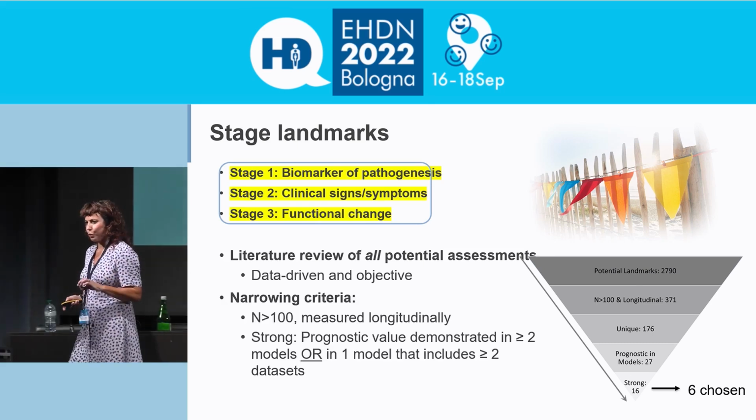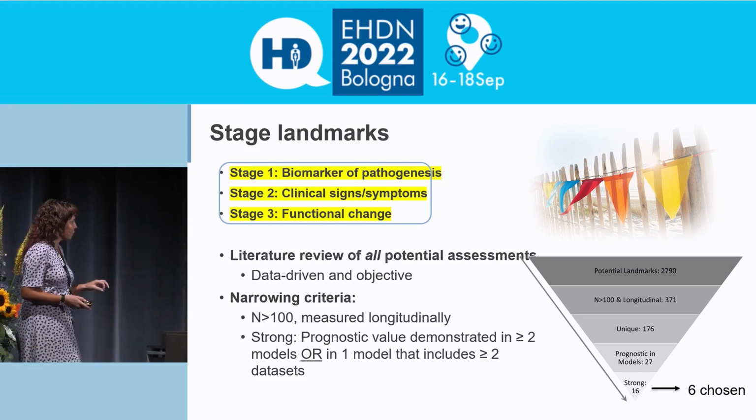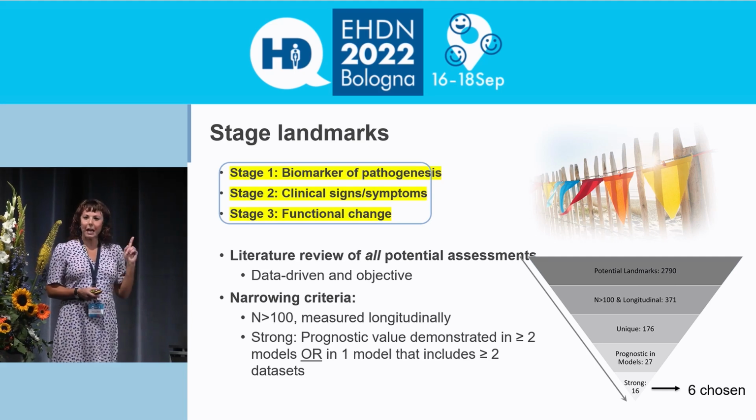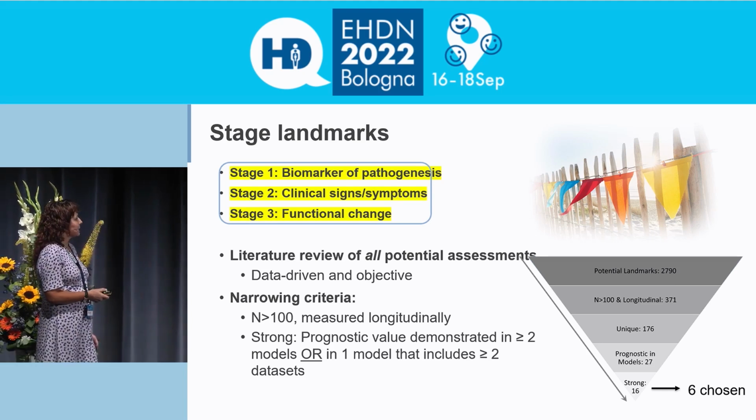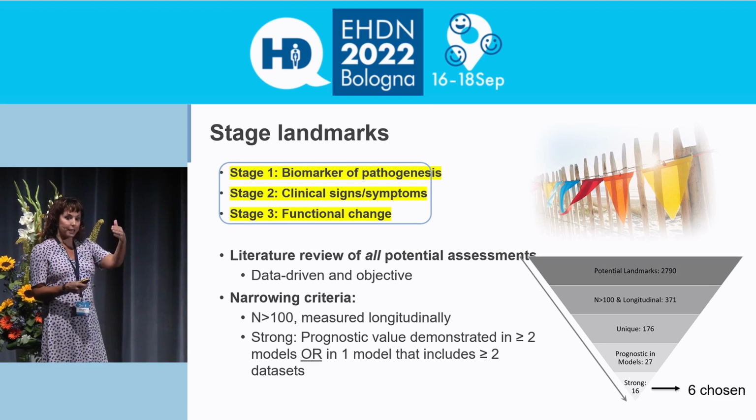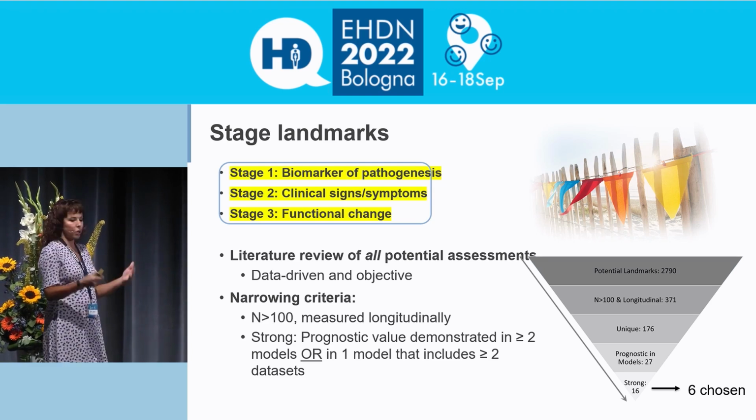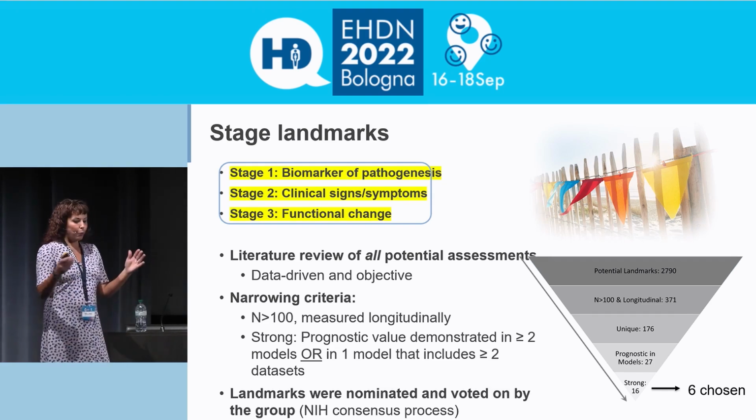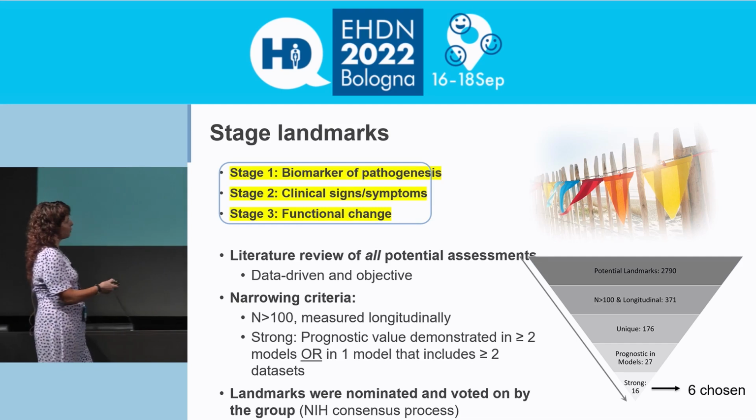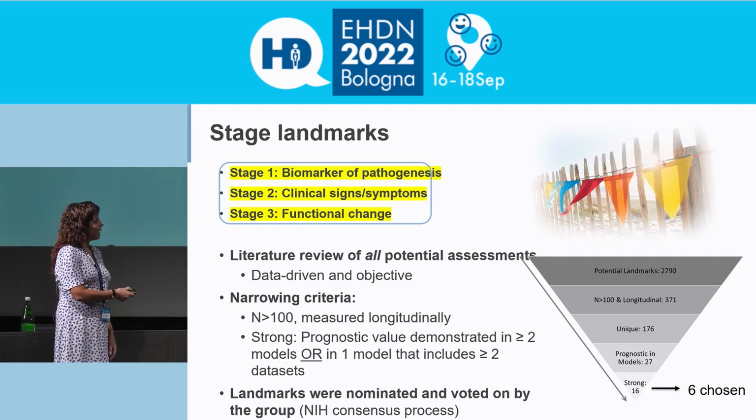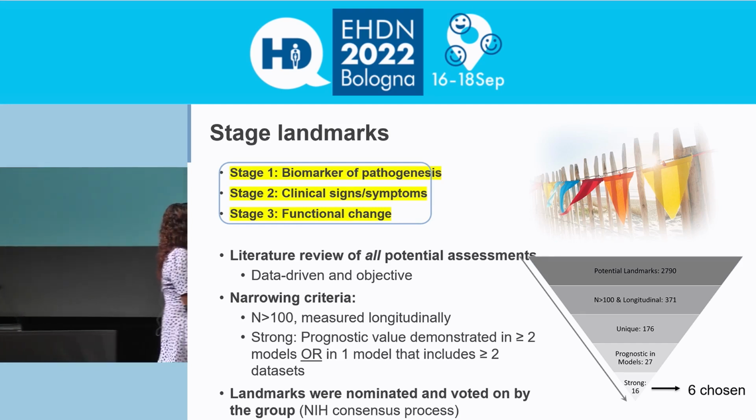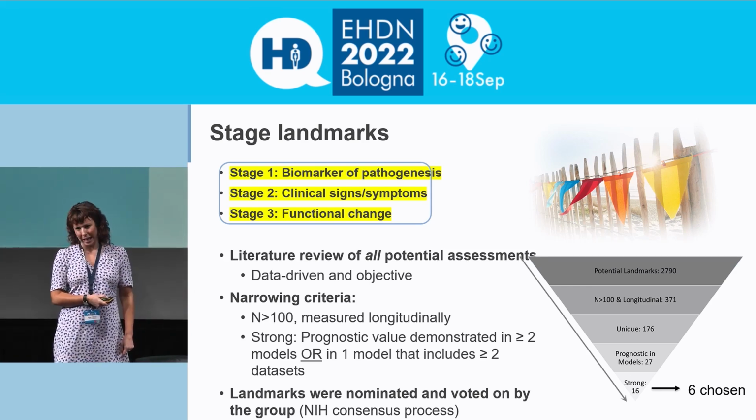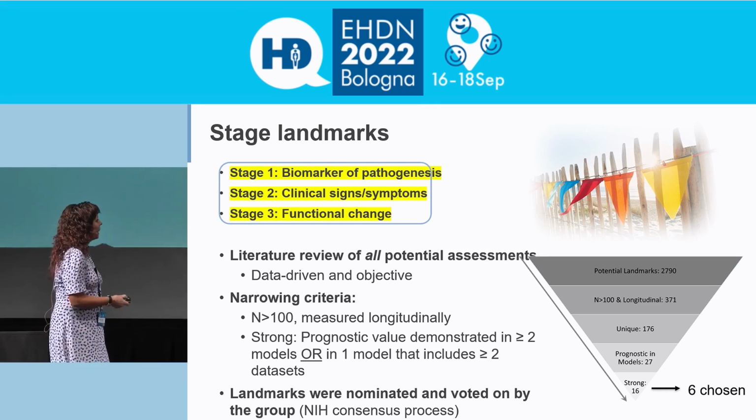The studies had to have more than 100 participants. They also had to have longitudinal data. They also needed to have prognostic value. And they needed to have prognostic or predictive value in 2 models, or in 1 model that included 2 data sets. And we came up with the landmarks, and this was the process we went through as the committee. There were 27 that were prognostic in models, and we had 16 strong candidates from all the clinical data, and 6 were chosen.